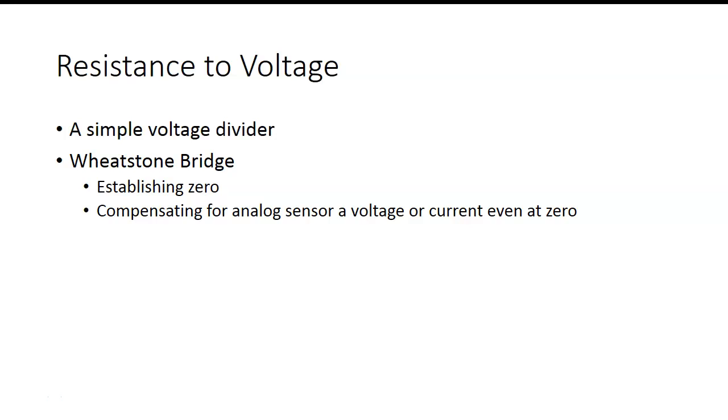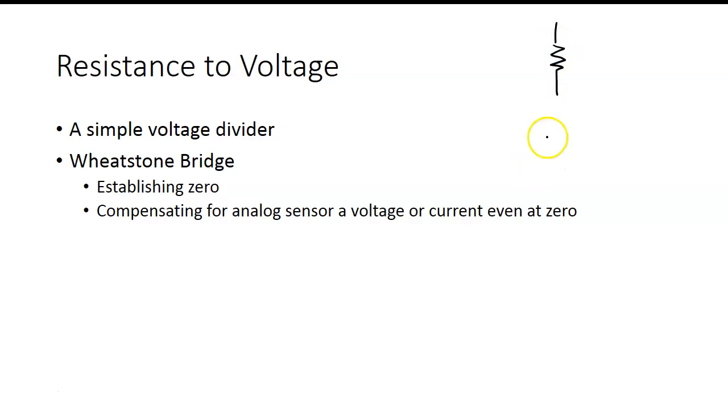So we'll look at this. The problem we have is a lot of sensors out there change their resistance relative to what they measure. And we can't send resistance over wire, right? You understand that? So the method we use is a technique we call a voltage divider.